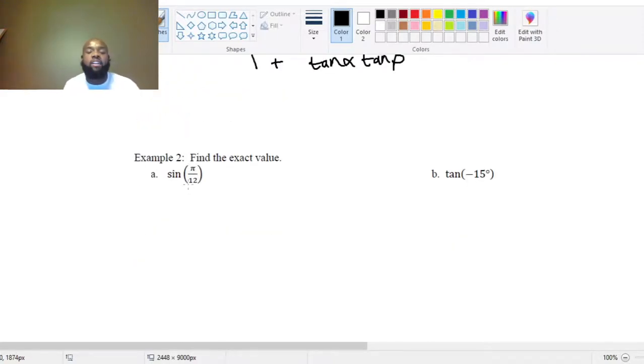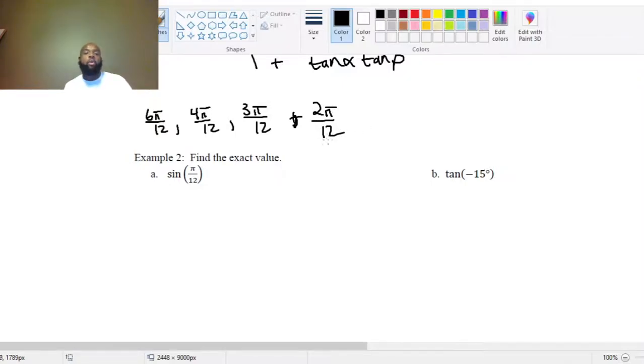All right. I have the sine of pi over 12. Again, remember, we said that pi over 2 was 6 pi over 12. Pi over 3 was 4 pi over 12. Pi over 4 was 3 pi over 12. And pi over 6 was 2 pi over 12. I probably didn't do it in that order before.